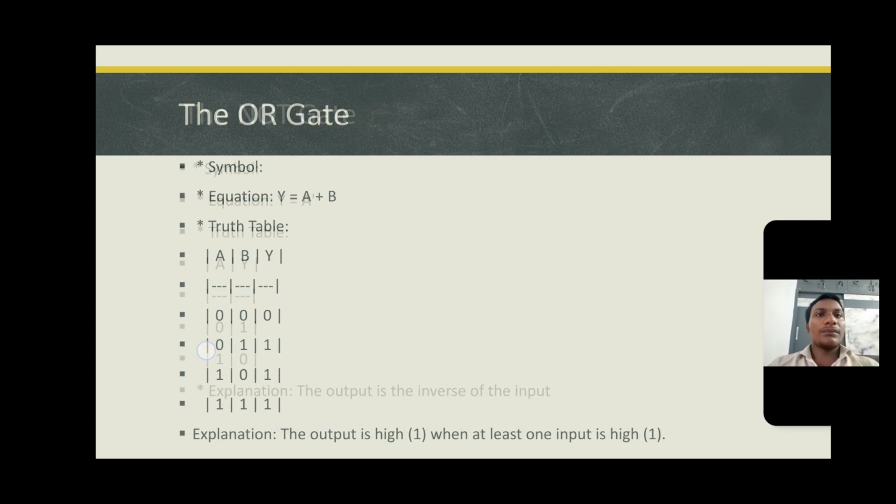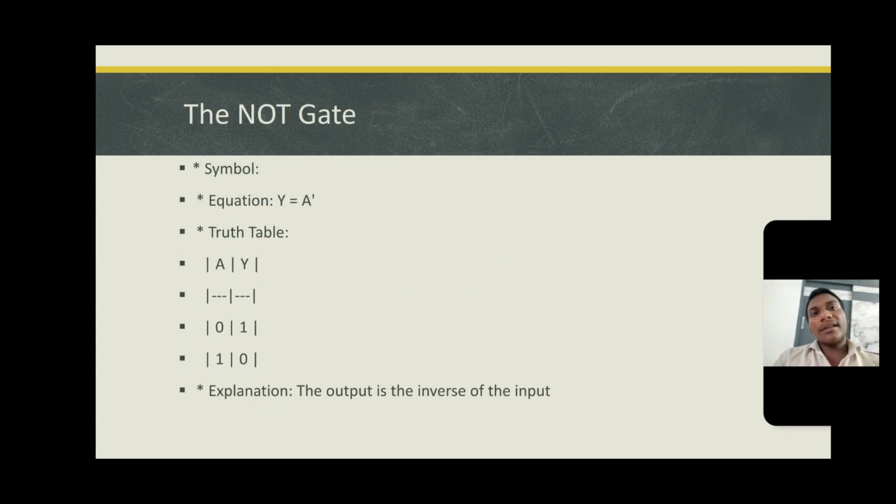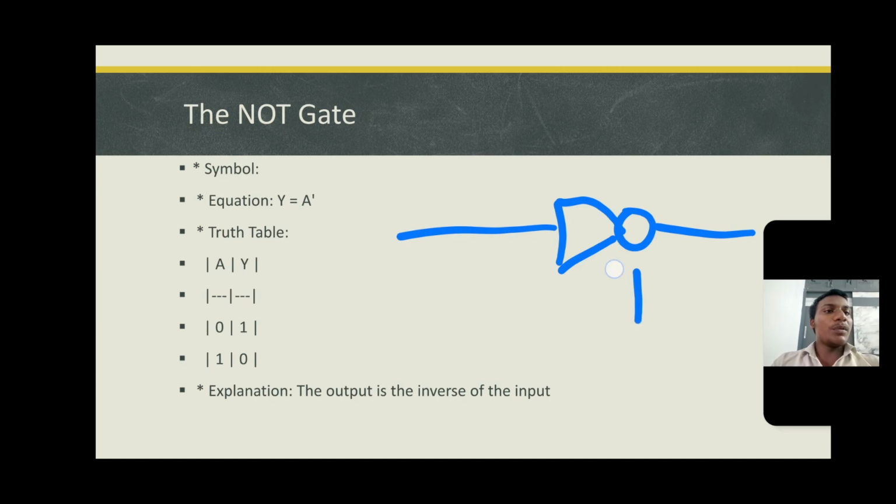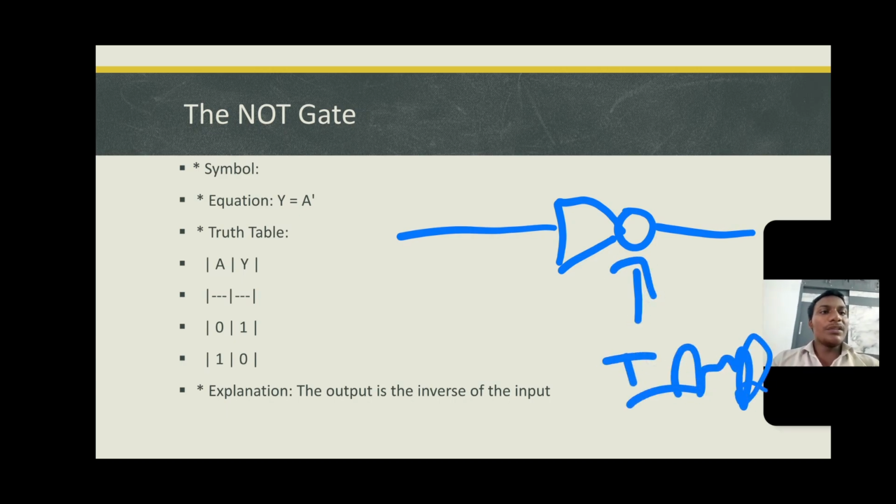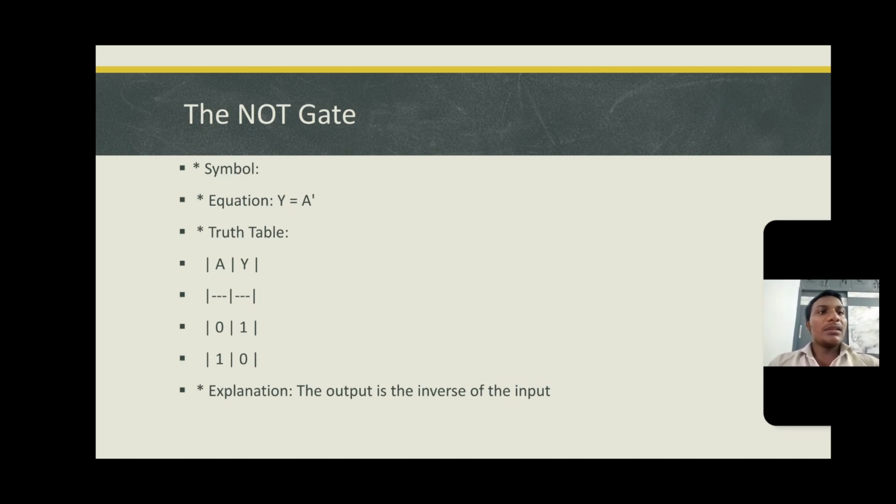Okay, you can see the NOT gate. The NOT gate is like the complement, and we can also call it by its symbol. So we have this bubble. This bubble is very important; this bubble represents the inversion, and this symbol is the NOT gate.